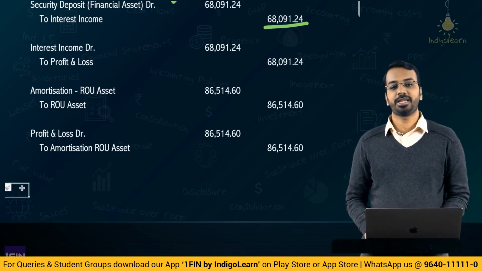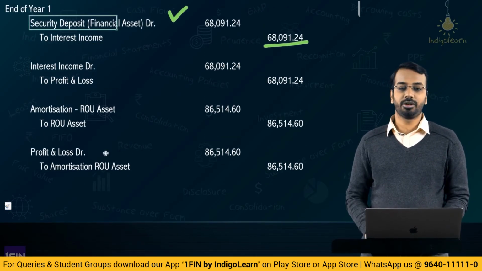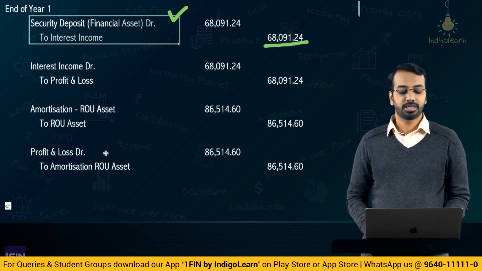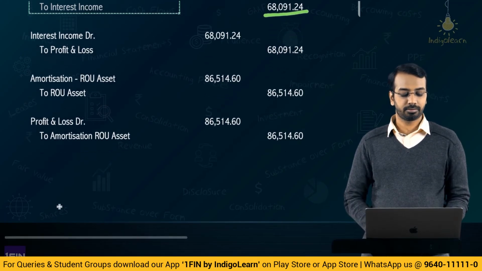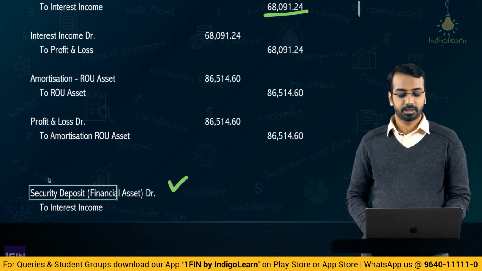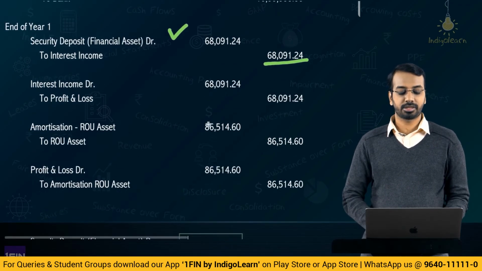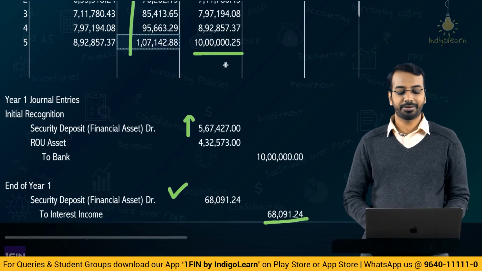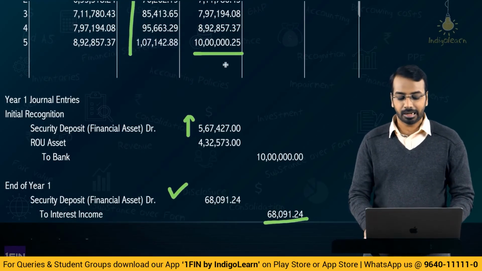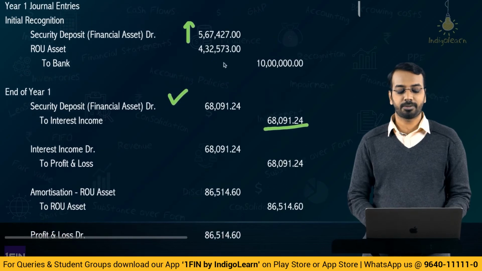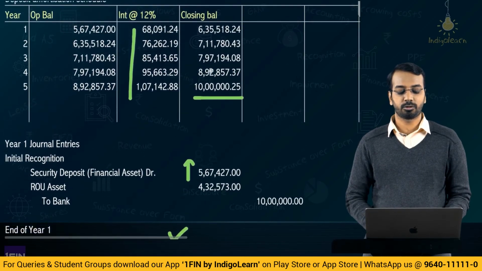Then you are also required to pass the entry for the last year. Last year also you will recognize security deposit to interest income, right? And how much is that amount? That will be based on this table, 107,142.88, right? Now, if you do not want to prepare this particular table, so why do we prepare a 5 years table?